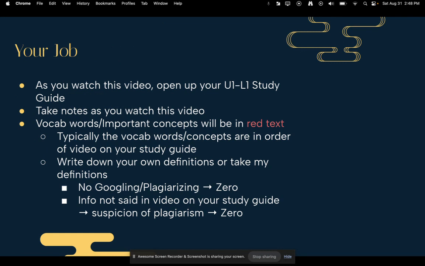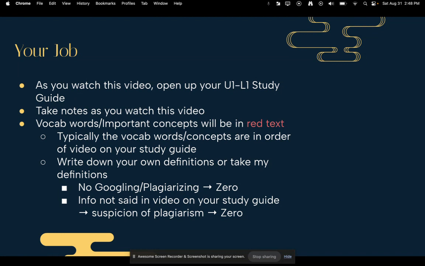That is okay. There is no Googling or plagiarizing with the study guide. Let's say your vocab word was Napoleon. You can't just Google Napoleon and copy and paste whatever pops up. You need to use the information that I give you from the lessons and the unit. And if you do Google or plagiarize, it will be a zero. And I'm not talking about just a zero for that one question. I'm talking about a zero for the entire study guide. So make sure you're not doing that.